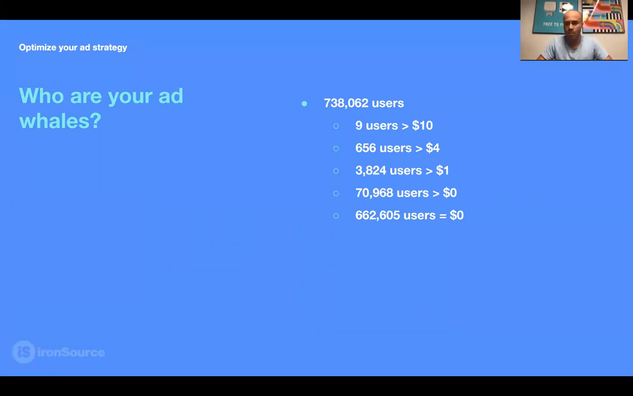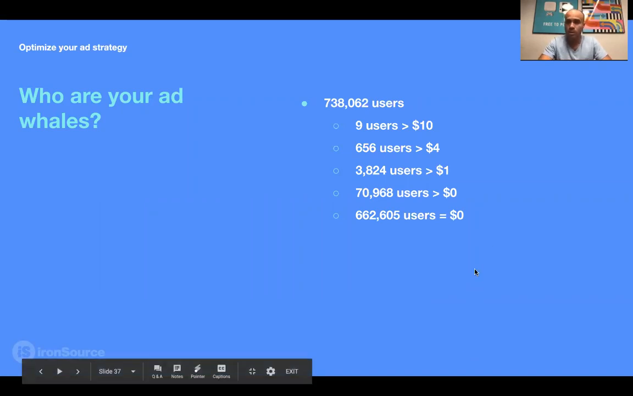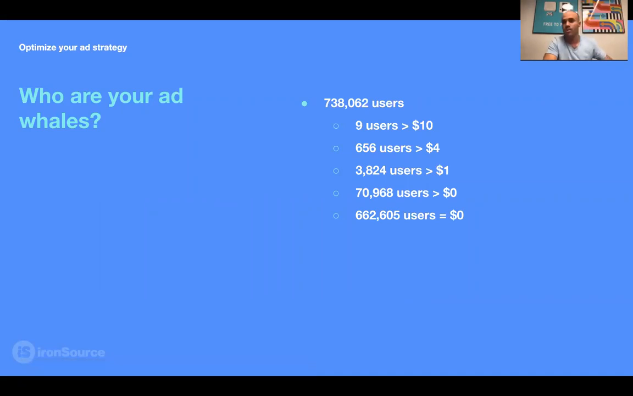All of the main platforms, including ironSource and our competitors, already offer user ad revenue for ads, meaning that you can actually analyze how much money you made per user or per group of users, and this should impact your decisions. Because you'll see that you'll have users that are generating a lot of revenue for you, ad whales. You have users that are generating zero revenue for you, and just like you are adjusting your strategy on IAP according to the whales, dolphins, minnows, you should do exactly the same on ad monetization.